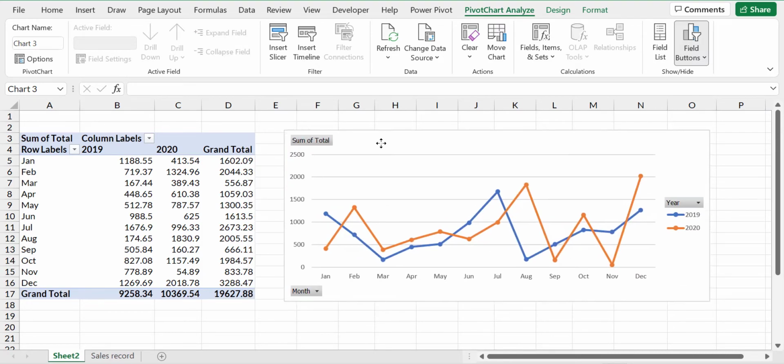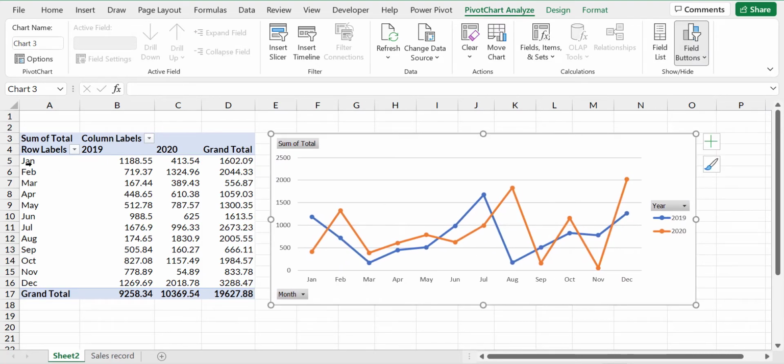So the data here shows January, February, March of different years, 2019 and 2020, represented here. The blue line shows 2019 and the orange line shows 2020. It shows the variation and movement over time.